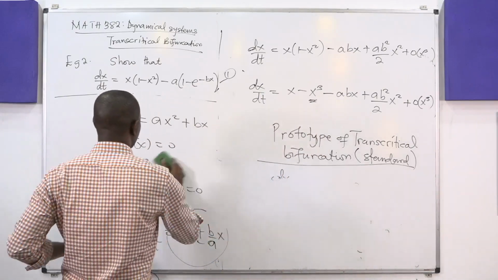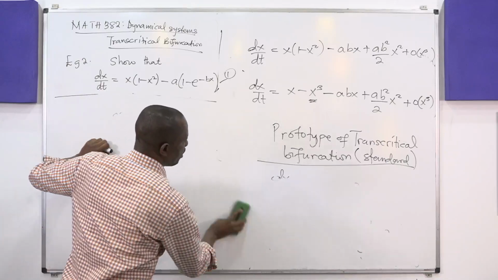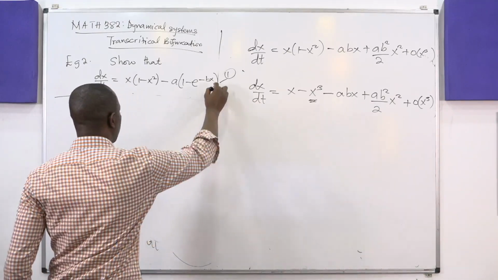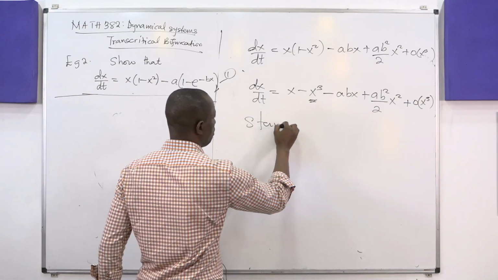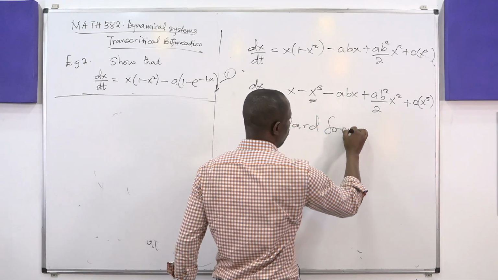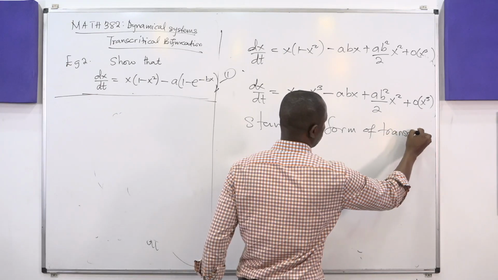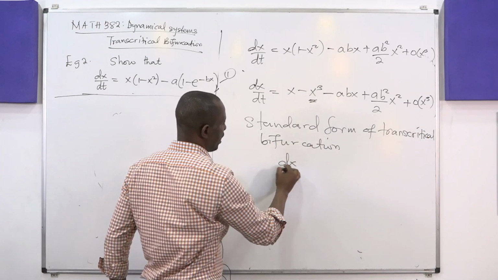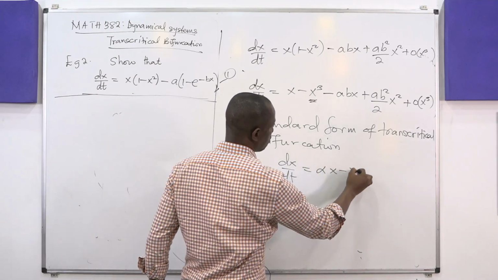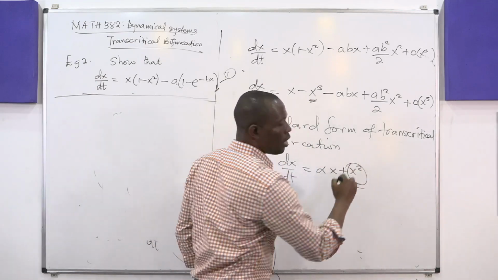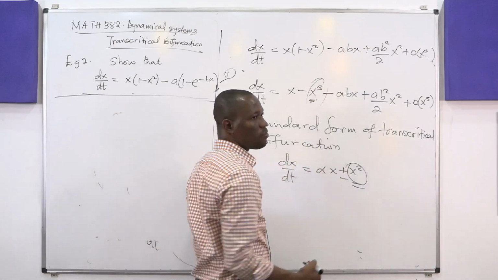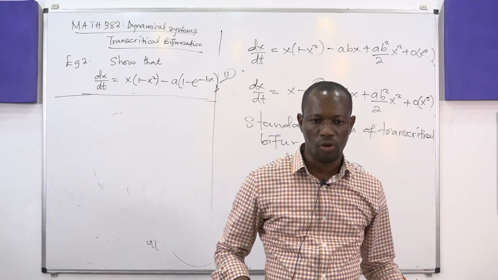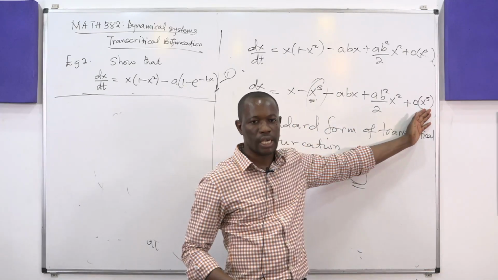So here, because the question is saying that we should show that it undergoes a transcritical bifurcation, then in our Taylor series approximation, we know the standard form, the prototype, of a transcritical bifurcation: dx/dt equals alpha x minus x squared, plus or minus. So it means that we should end at a power of x squared. But we have a power of x cubed, so we have to ignore the x cubed. Even if you have x raised to the power 4 or 5, we have to ignore. Or even look here, our error term is x cubed, so we have to ignore.